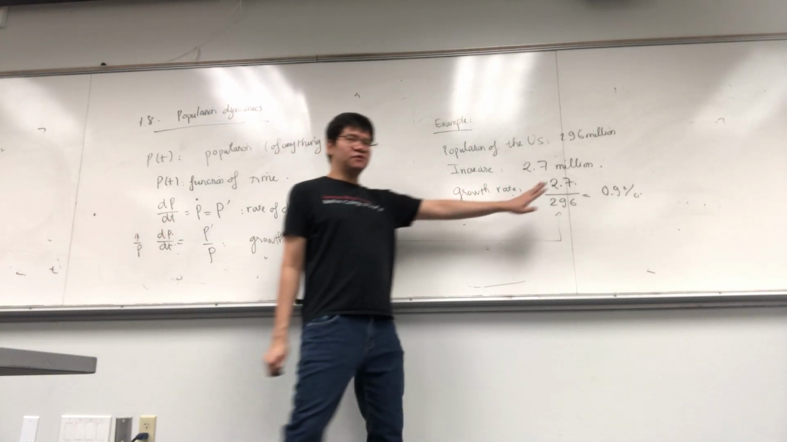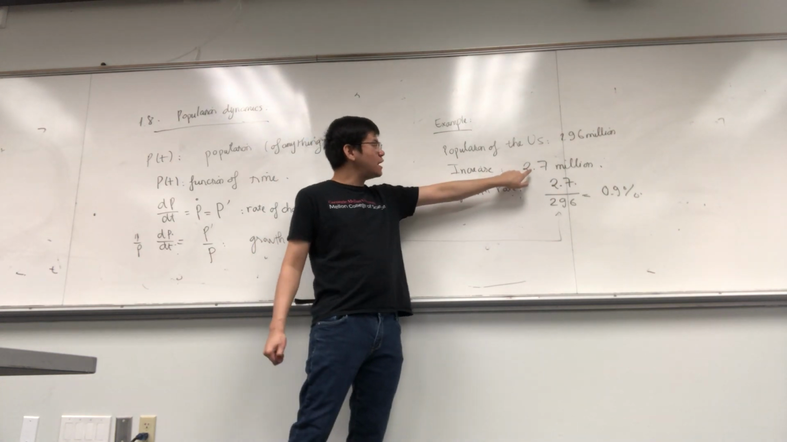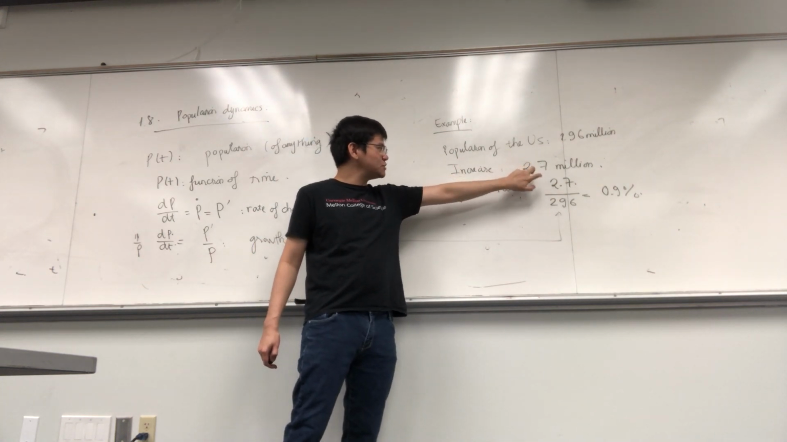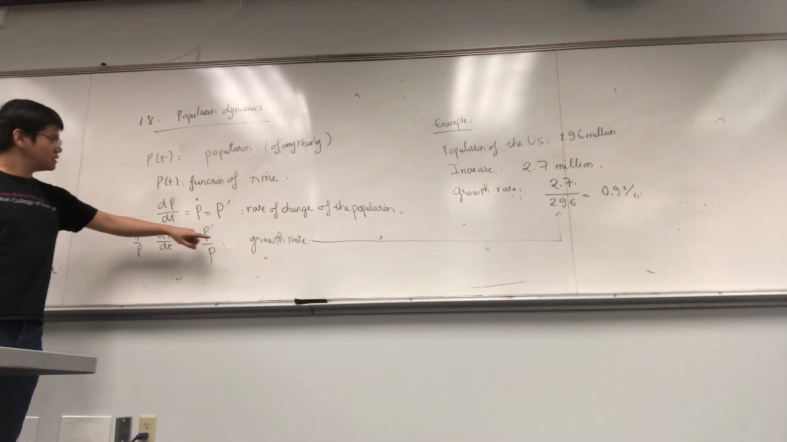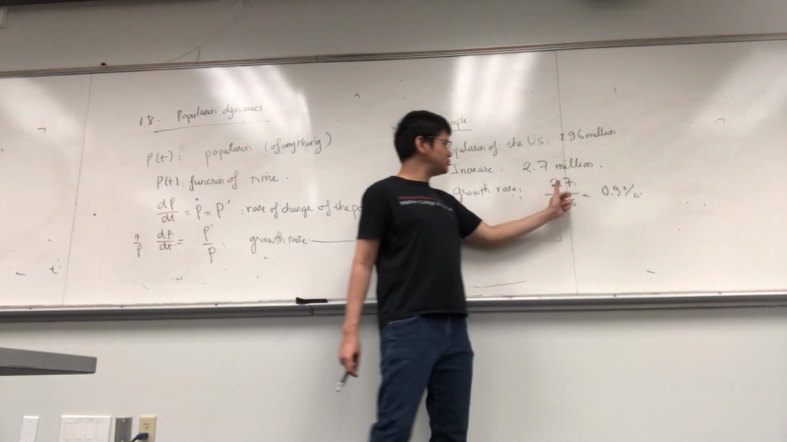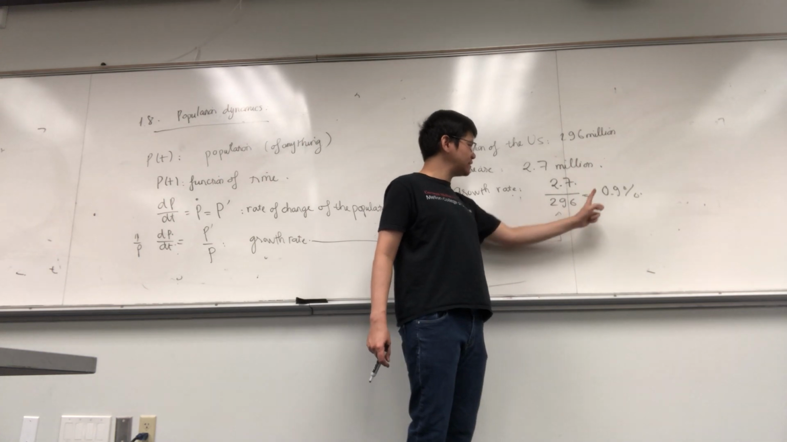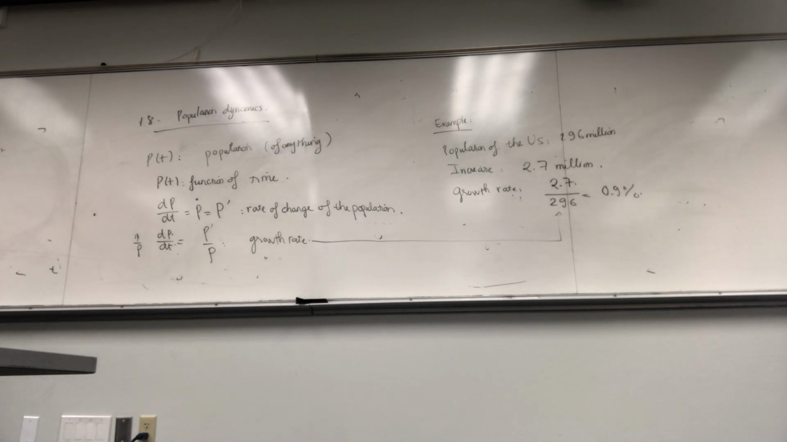So the population of the US is 296 million. Every year it is increasing by 2.7 million. So this is the rate of change. And the growth rate will be 2.7 over 296, and this is 0.9% of the population, right? So the growth rate is the percentage of the change over the total population, right?